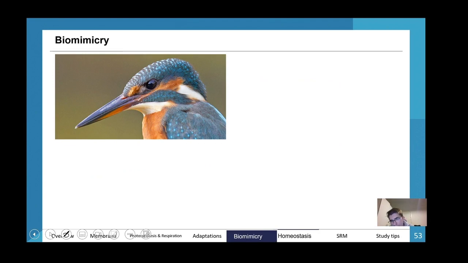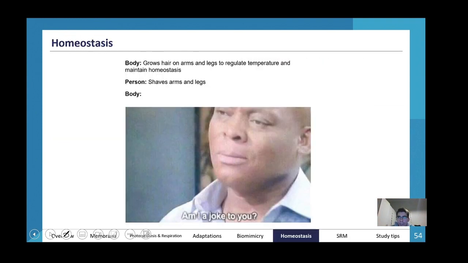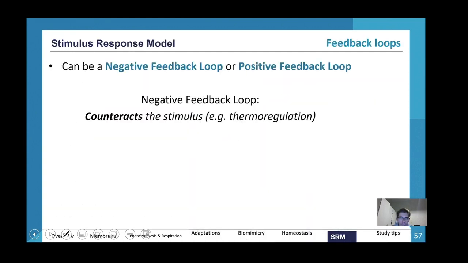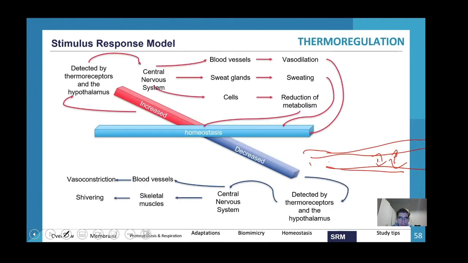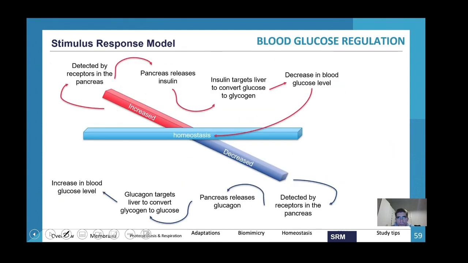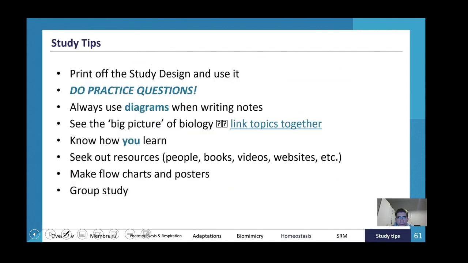We also covered a very cool topic, which is biomimicry, where we put a lot of emphasis on how humans are taking notes from nature, and learning from nature on how to manage and solve some of their problems. Then we talked about homeostasis, how to maintain a constant internal environment within narrow limits, and we talked about thermoregulation, blood sugar regulation, and osmoregulation.